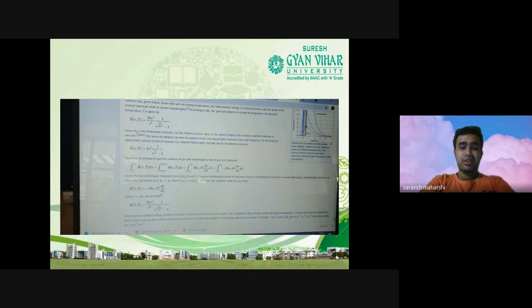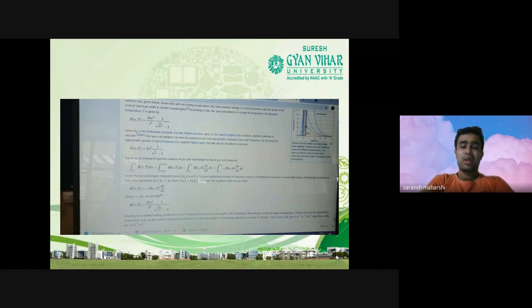Wavelength increases as frequency decreases, so λ1 is less than λ2, and then ν(λ2) is less than ν(λ1), because the equation holds for any limits. B_λ(λ,T) is equal to minus B_ν(ν,T) times dν/dλ.